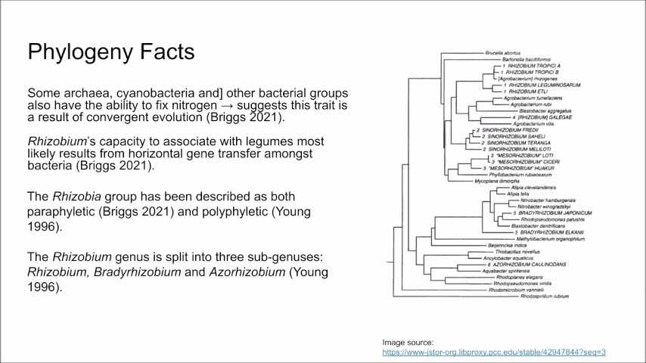The rhizobia group has been described as both paraphyletic and polyphyletic. The rhizobium genus splits into three subgenuses: rhizobium, bradyrhizobium, and azorhizobium. All three fall under the category of proteobacteria, but on distinct branches, each of which also includes bacterial species that are not rhizobia.